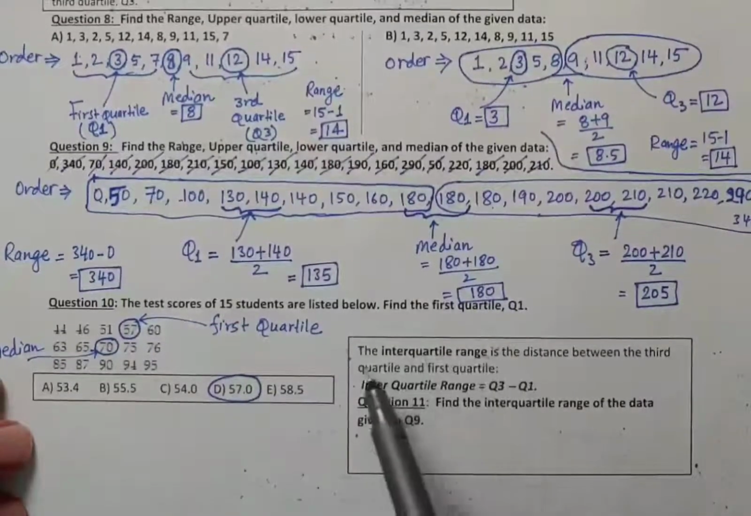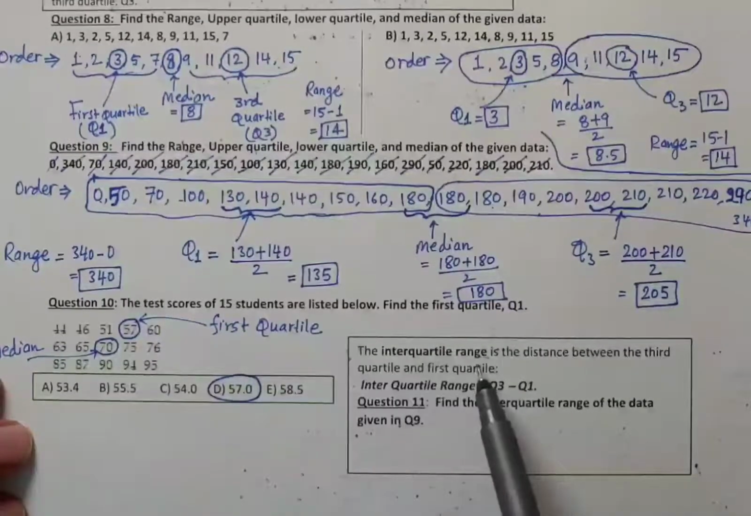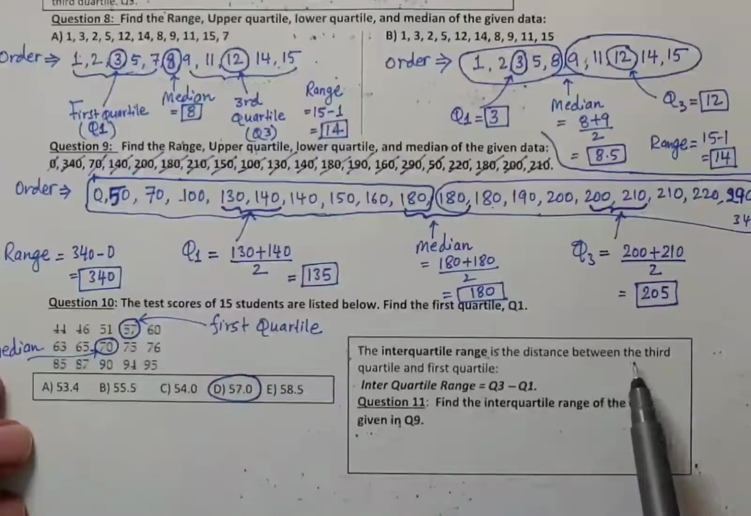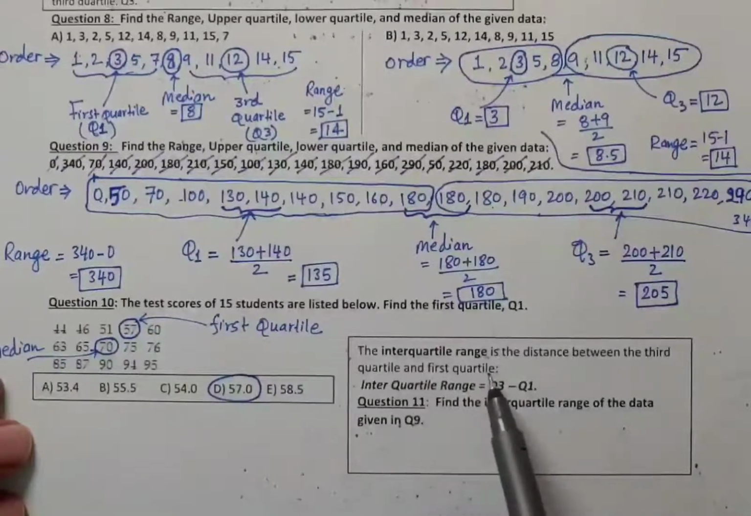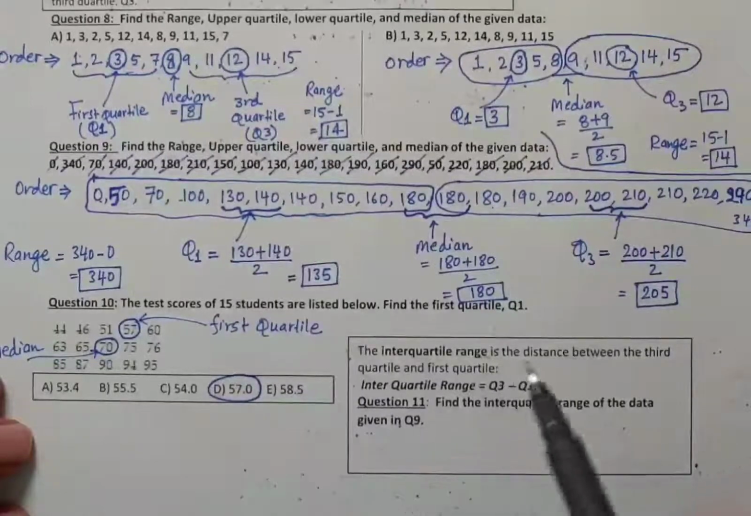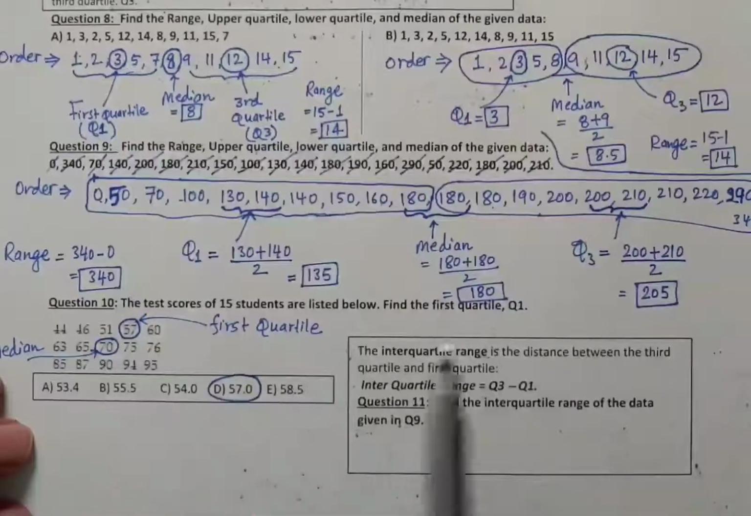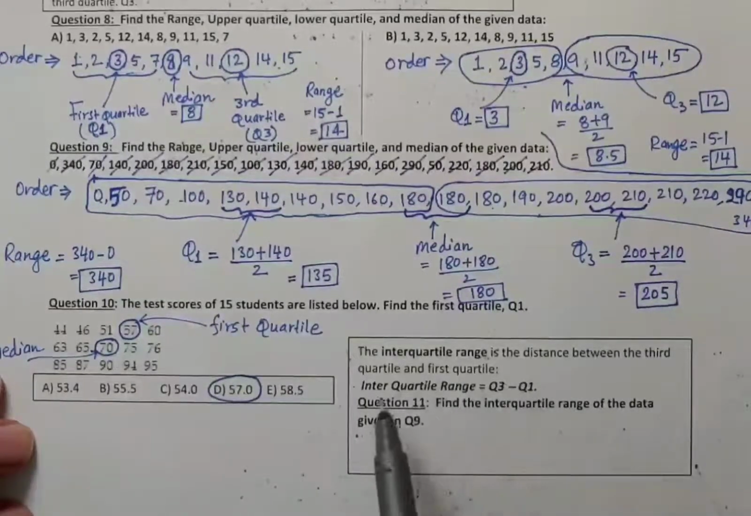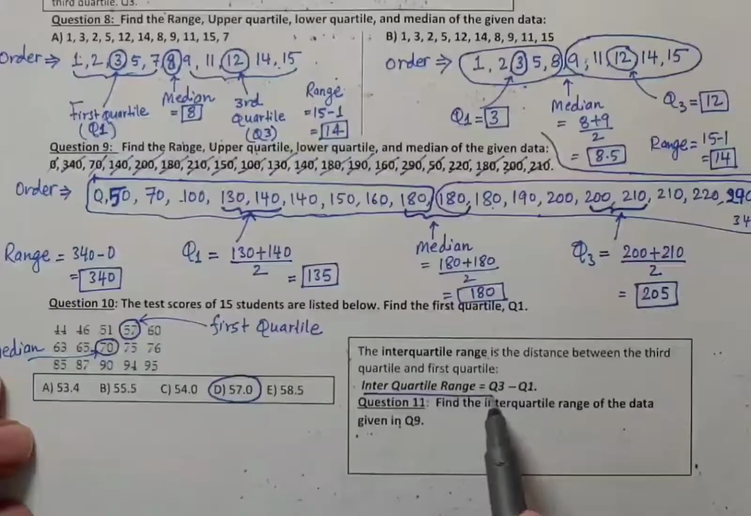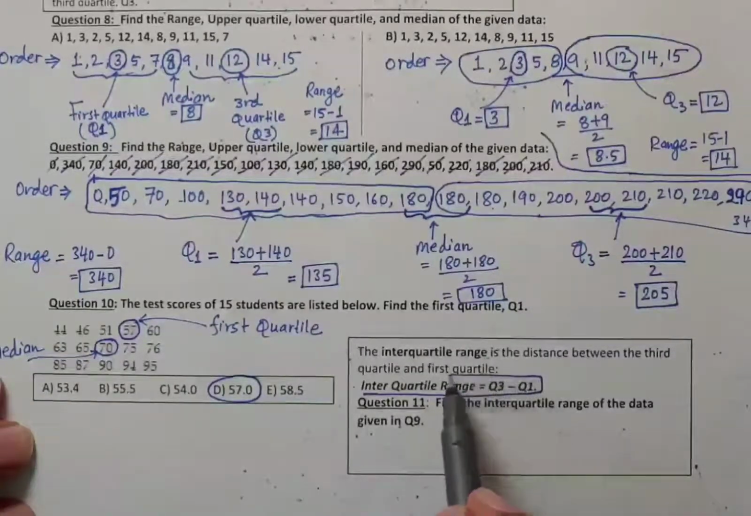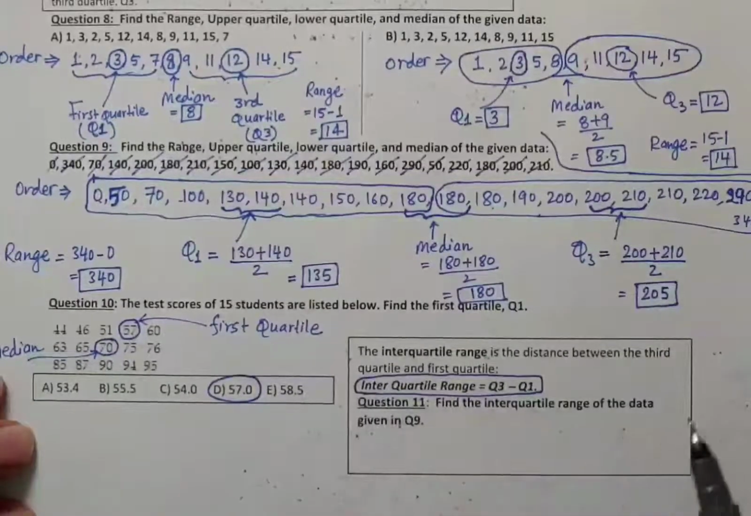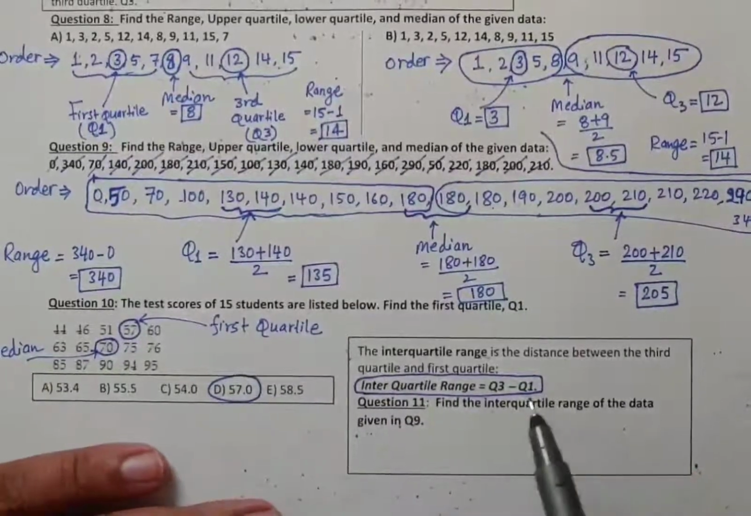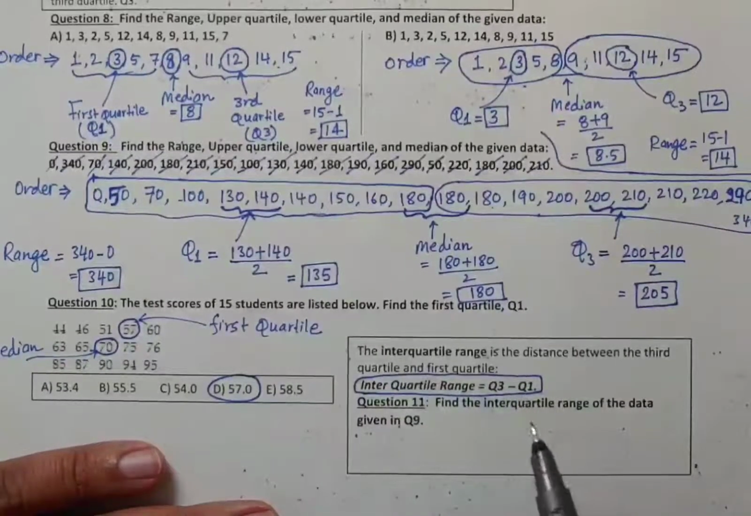Now the definition here is interquartile range. The interquartile range is the distance between the third quartile and the first quartile. Distance is difference, so you subtract the third quartile minus the first quartile. That is the interquartile range, and this is the formula: Q3 minus Q1. Interquartile range is Q3 minus Q1.